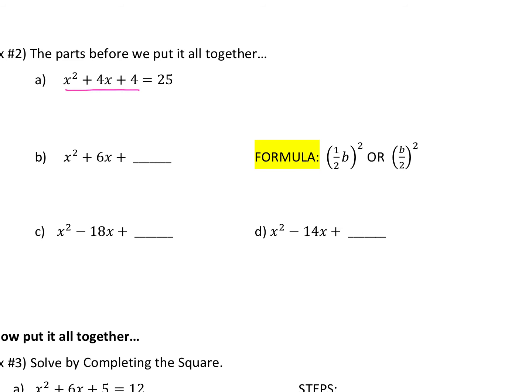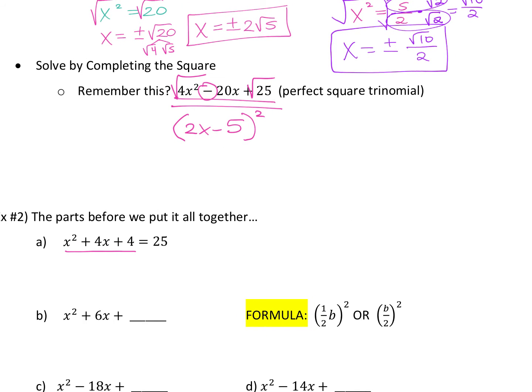Just like we did right up here, right? This was a perfect square trinomial. This is a perfect square trinomial. How does that factor? X plus 2. X plus 2 squared, right? So you have x plus 2 squared equals 25.